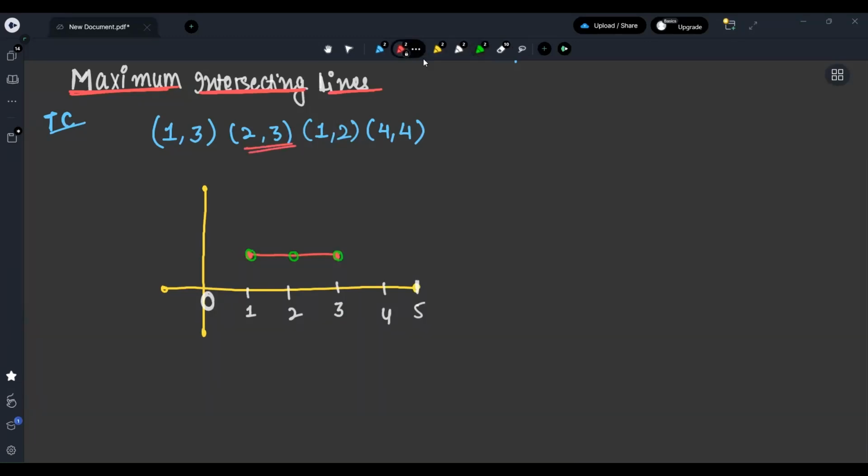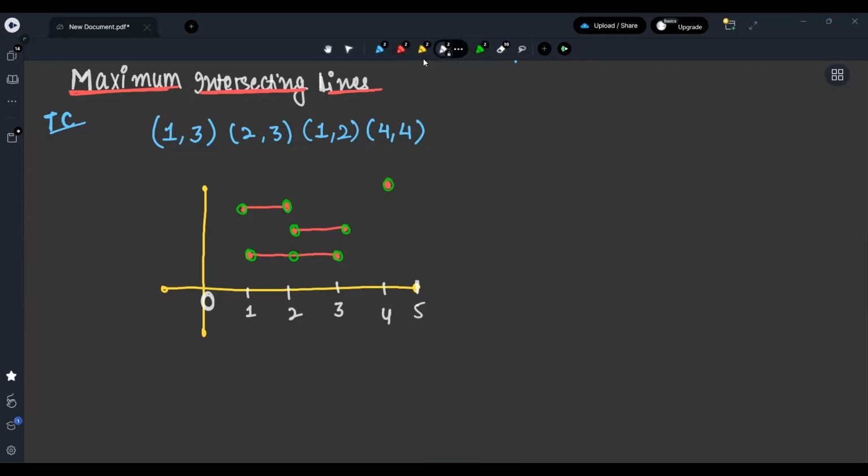Now, let's come to 2, 3. So I will start from 2 and I will end at 3. Now, how many integral points are there? Only 2 here. Okay. Next, let's start from 1 and end at 2. So, 1 and 2. Now, how many integral points are there? These and these. Similarly, next is 4, comma 4. So, it is at the same point. Okay. So, this is only 1.